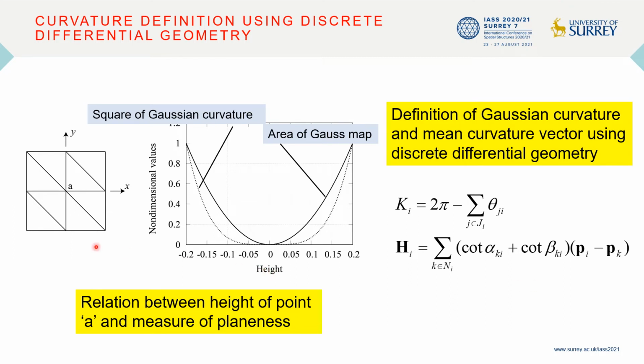This figure shows the variations of the square of Gaussian curvature and the area of Gauss map with respect to the height of node A here of the square unit. We can see from this figure that the area of Gauss map is more sensitive than the square of Gaussian curvature. So a better convergence may be achieved by using the area of Gauss map.